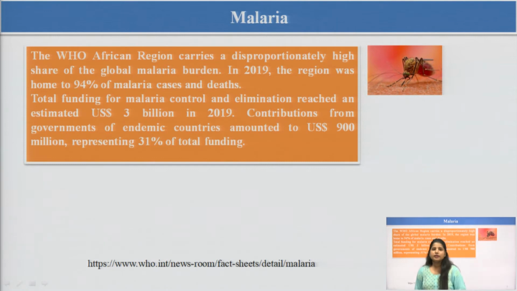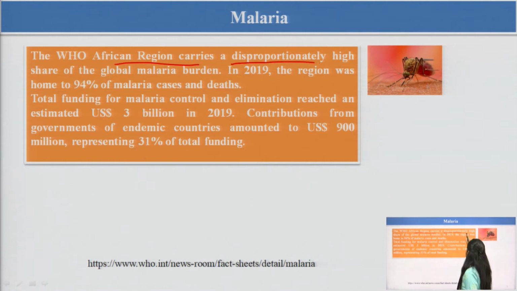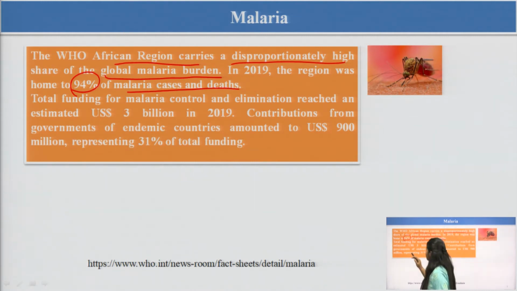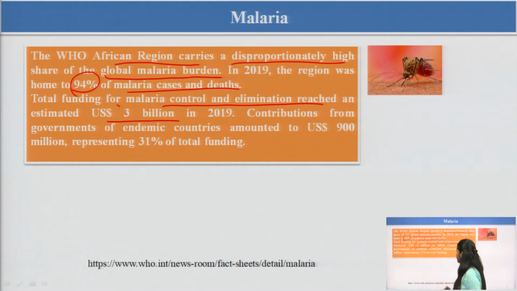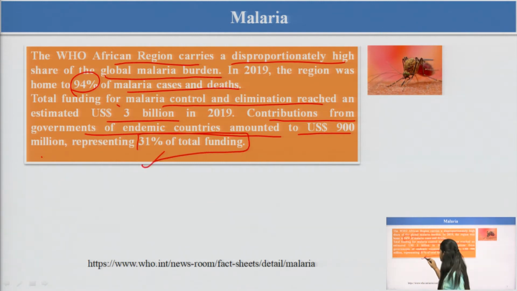Now, the area where this disease is prominent: the World Health Organization African region carries a disproportionately high share of the global malaria burden, accounting for nearly 94% of malaria cases and deaths. Total funding for malaria control and elimination is nearly $3 billion. Contributions from the governments of endemic countries amounted to $900 million, representing nearly 31% of total funding.